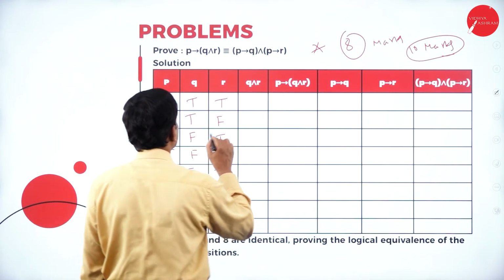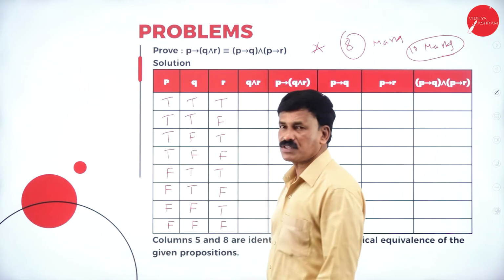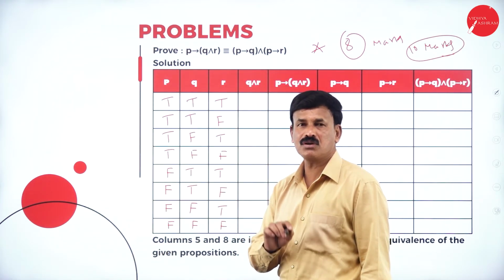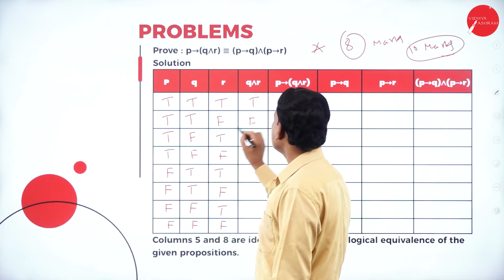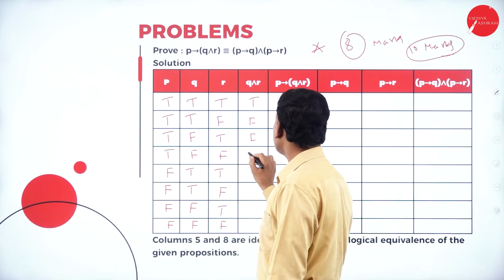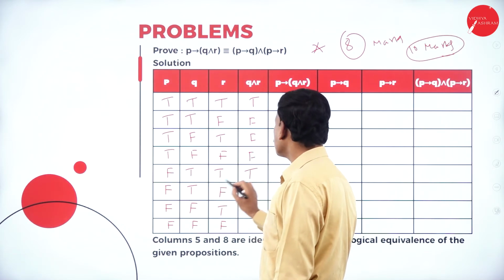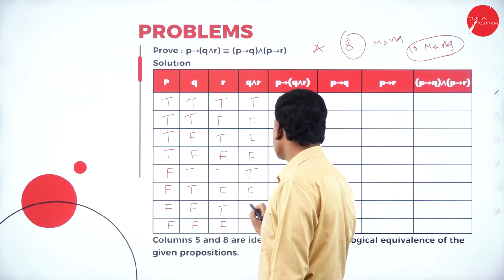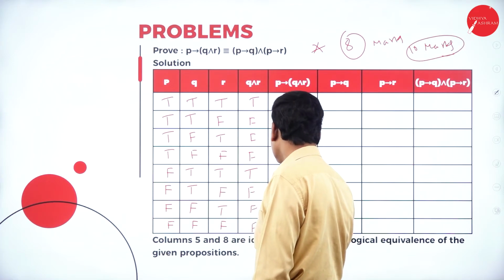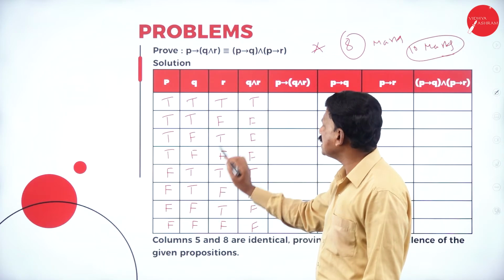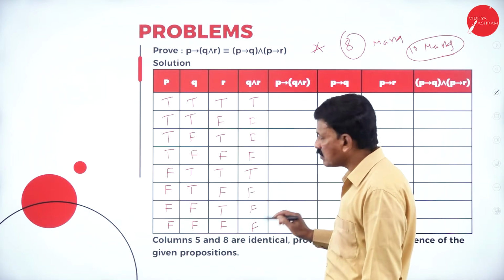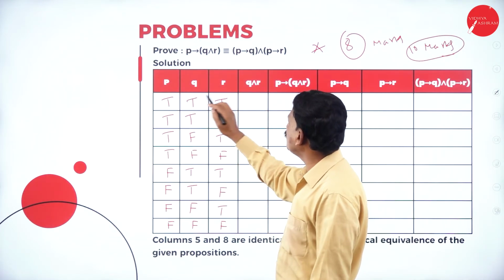Now, conjunction for Q and R. So, in case of conjunction, true and true is true. In all other cases, it is false. So, true and true is true. True and false is false. False and true is false. False and false is also false. True and true is true. True and false is false. False and true is false. False and false is false. This is the conjunction. So, the conjunction between Q and R: T and T is T. Again, T and T is T. Remaining are all false.